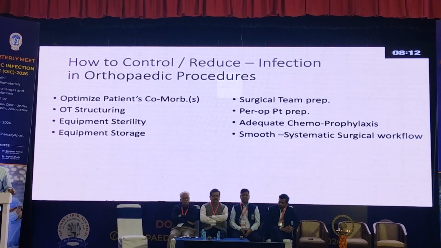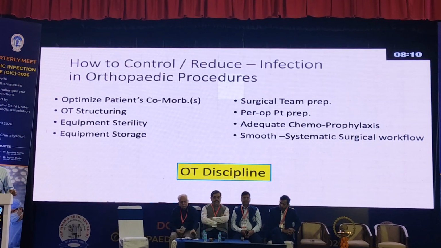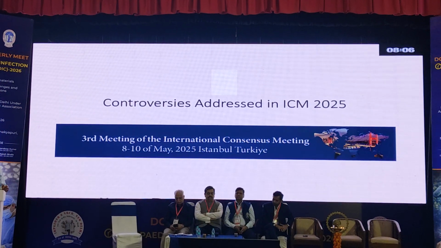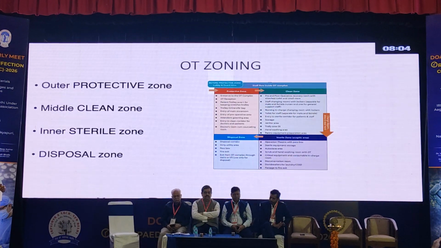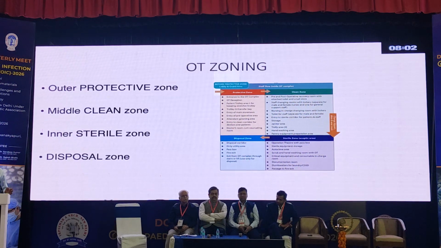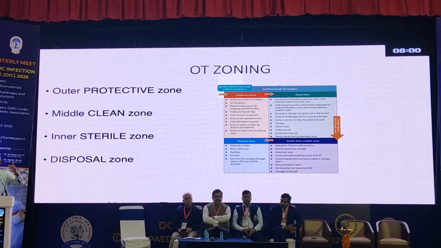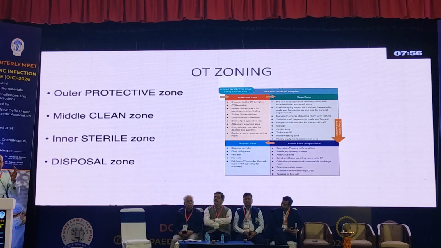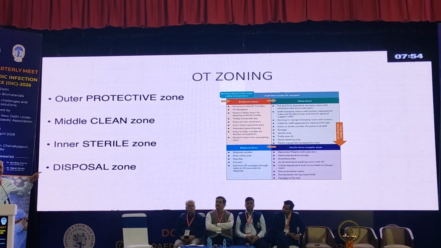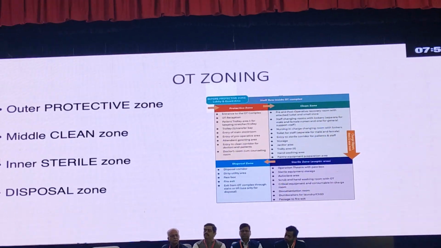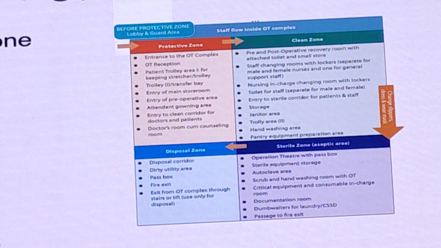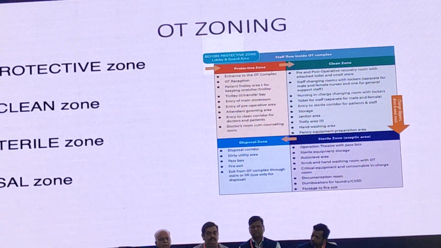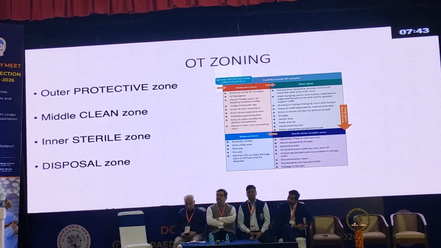Optimization has already been covered, so I'll start with the OT structuring. I've picked up some references from the last year's ICM. So in OT structuring, this is the zones that you should have. The outer protective zone. Now why I brought this slide is, if we are having a smaller unit, you might not have these zones so clear, but you can add doors, you can add some barriers so that your OT door does not open directly into an open corridor.